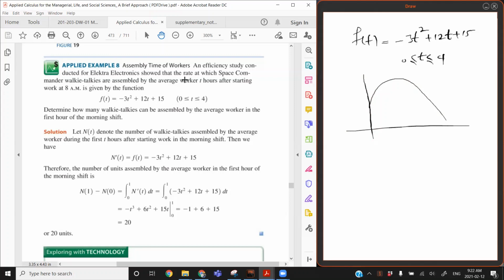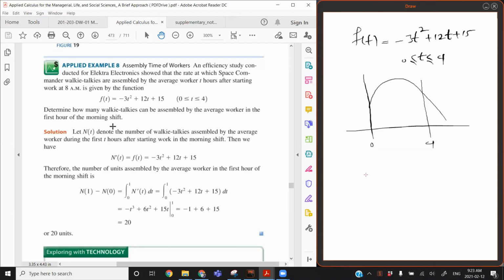The question is, determine how many walkie-talkies can be assembled by the average worker in the first hour of the morning shift, in the first 4 hours of the morning shift. So what we're trying to figure out is the net change from 0 to 4. We're trying to figure out how many walkie-talkies can be assembled by the average worker within the first 4 hours of the morning shift. So we're looking for the total. We're looking for the net change.